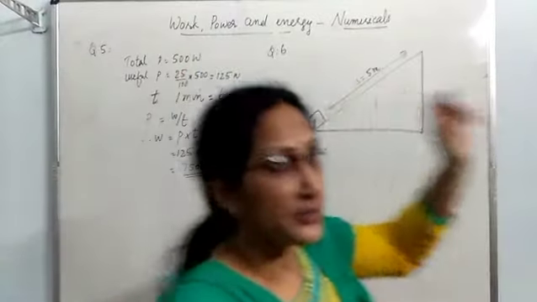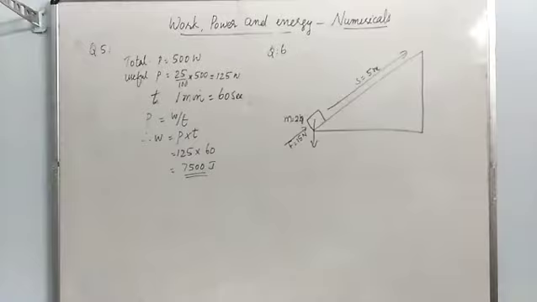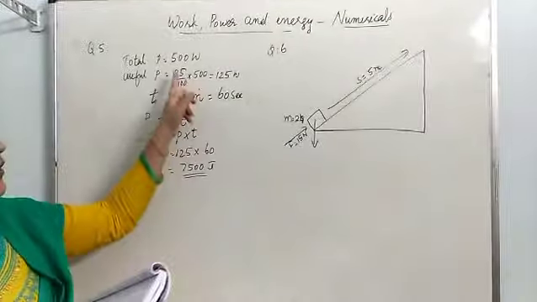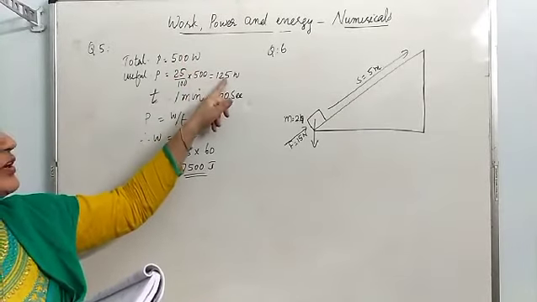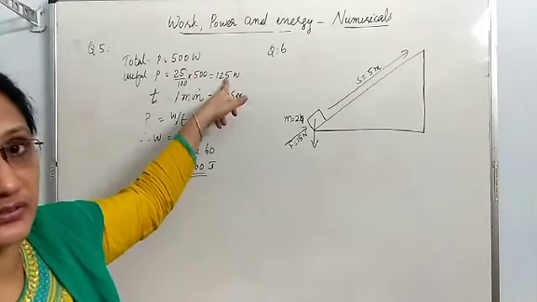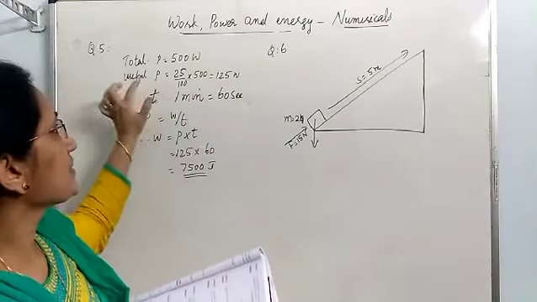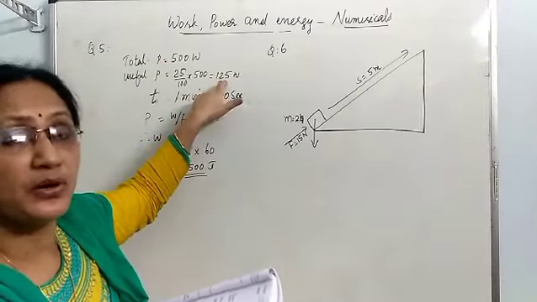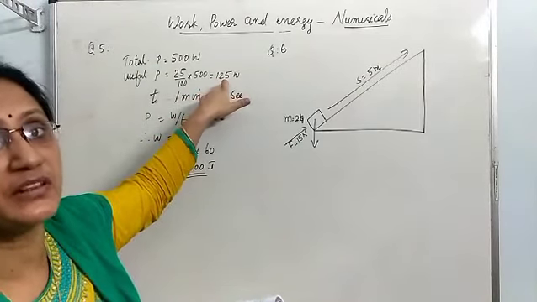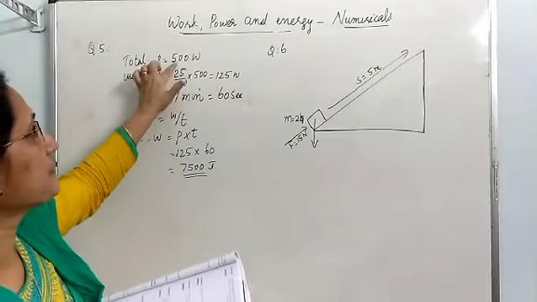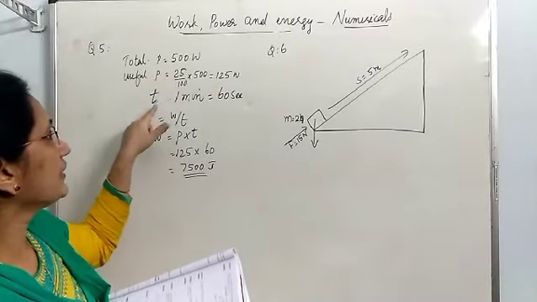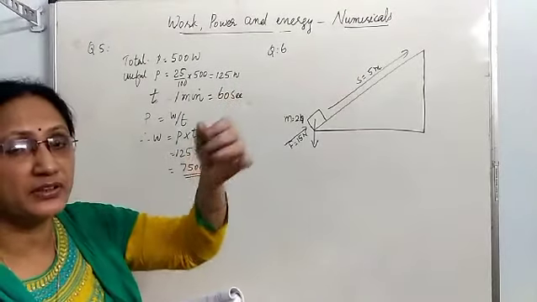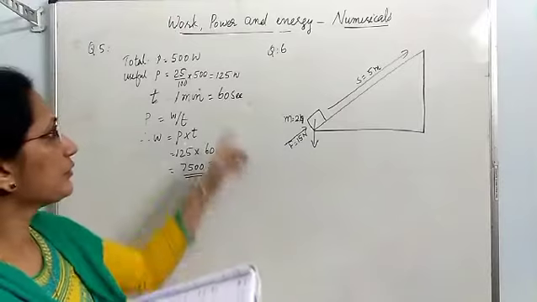Out of 500, 25% of this total power is only utilized for stirring the water. That means out of 500, 125 watt power is utilized for stirring the water. That is 25% of 500. Then time taken for stirring the water is 60 seconds. That motor stirs water for 1 minute.